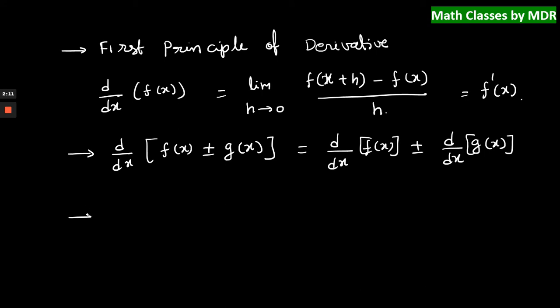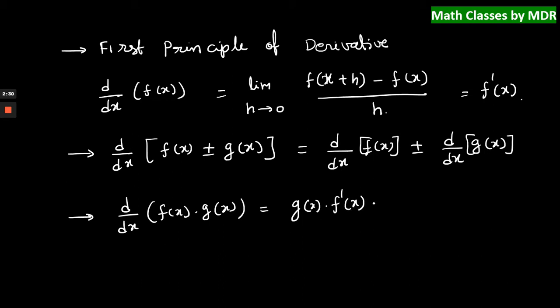Similarly, if you have d by dx of f of x into g of x, then we use the product rule. What is the product rule? First we differentiate f of x and multiply by g of x, that is f dash x into g of x, plus, we differentiate g of x and multiply by f of x, that is g prime x into f of x. So this is called the product rule.